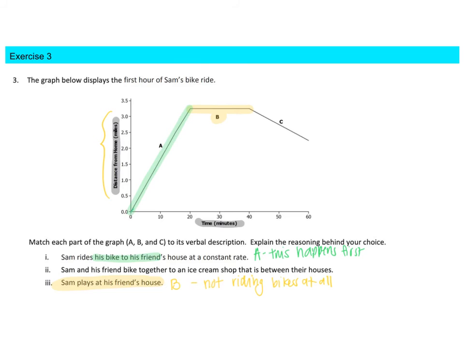And as time goes on, he gets further away from his house. He gets to his friend's house. They play, and then they decide, hey, let's go to an ice cream shop that's in between our houses. So he kind of gets closer to his house again, right? So that would be part C of this graph. Because the ice cream shop is in between their houses, so he kind of goes back towards his house with his friend. Okay? Let me know if you have any questions here before we move on.